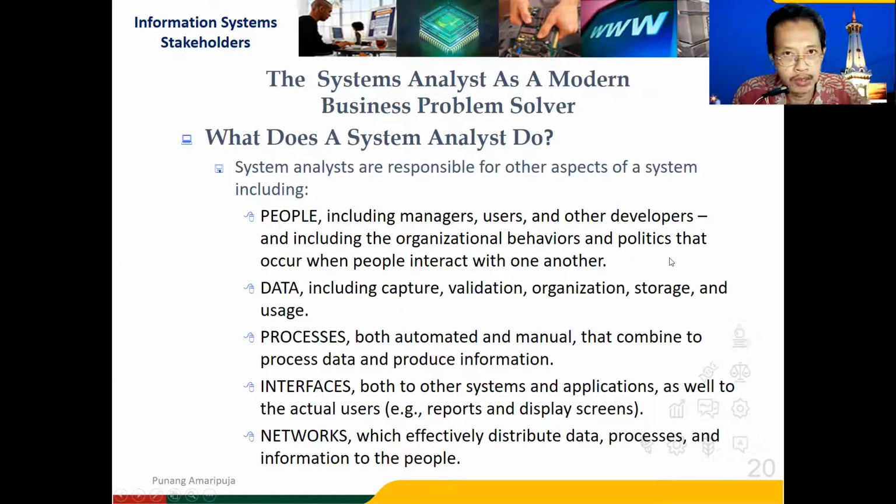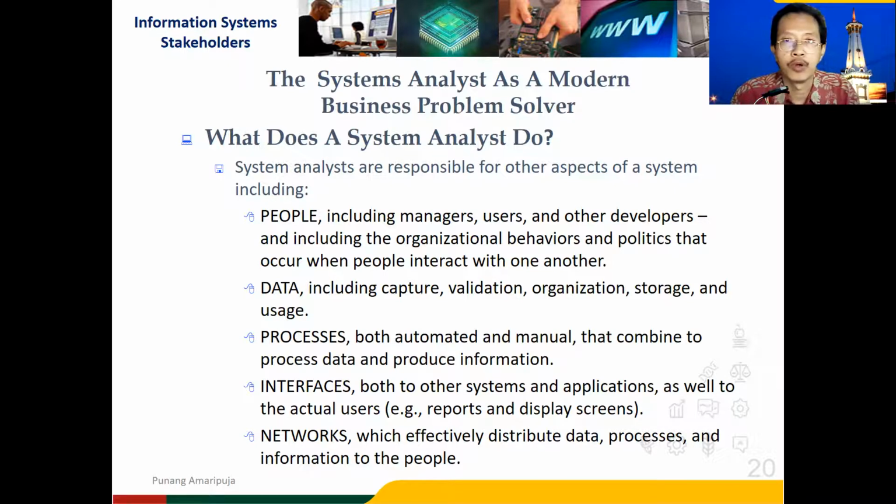Politics not meaning country politics, but meaning politics inside the organization, where you have different groups of people and each has different interests in the system. They would be trying to assert their influence on other groups of people, this kind of politics, which happens everywhere. And then data.